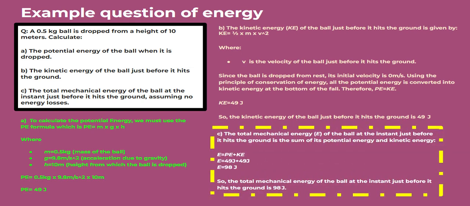Lastly, the total mechanical energy of the ball at the instant just before it hits the ground is the sum of its potential energy and kinetic energy. So our total energy will be PE plus KE. So we will do 49 joules plus 49 joules, which equals 98 joules. So the total mechanical energy of the ball at the instant just before it hits the ground is 98 joules.